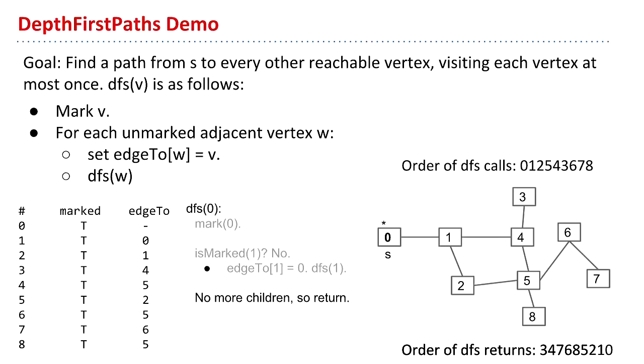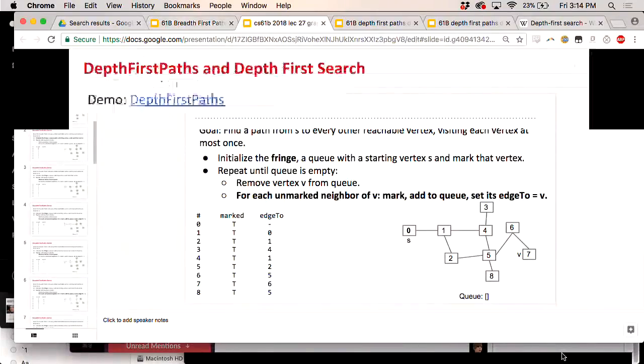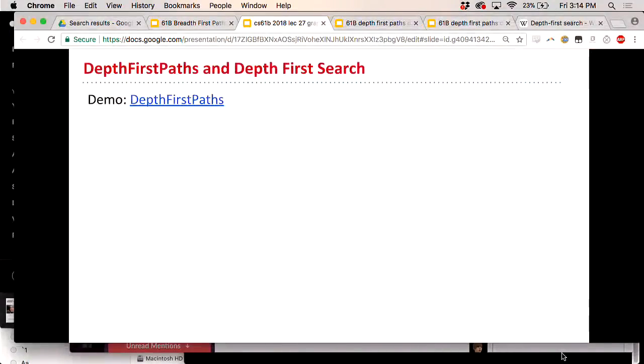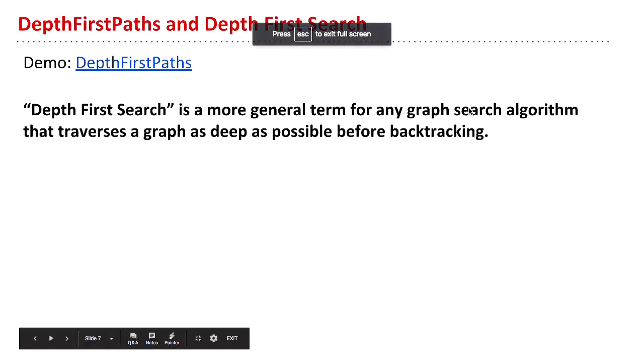All right, so that's our depth first paths algorithm that we saw last time. But now it had circles, and hopefully it was a little easier to see what was happening. And where did I lose my slides? There they are. Okay, so this algorithm, wow, the silence in the room is palpable.